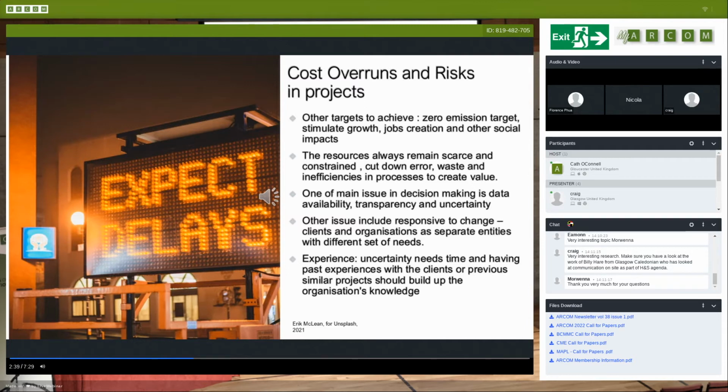One of the major issues that we face in construction processes is data availability, an issue with transparency that will affect the certainty in decision making. Another major point is our ability to respond to change. It has to be clear that clients and organizations can be quite challenging in terms of separate entities with different sets of needs. There are a few papers that talk about the experience where uncertainty needs time, and with having more experience with the client or having similar projects done, it would certainly help in building the organization's knowledge.